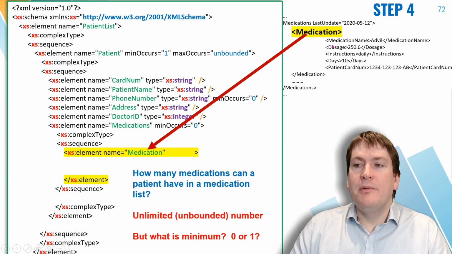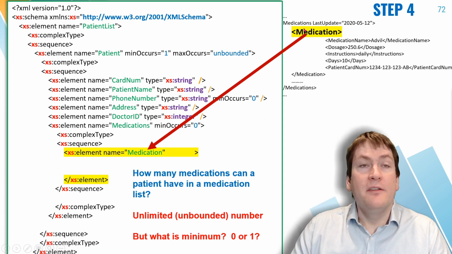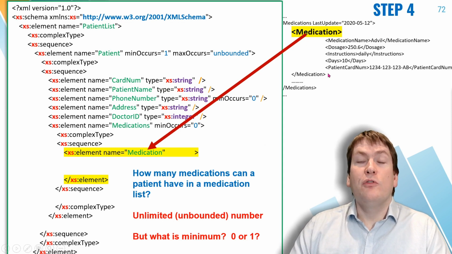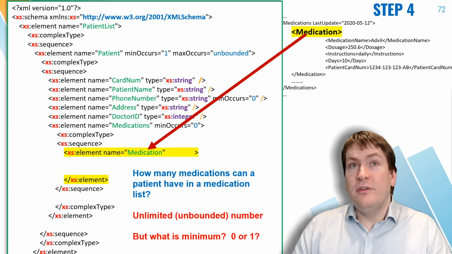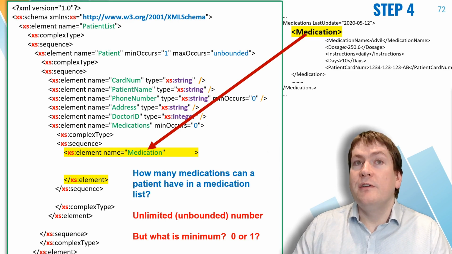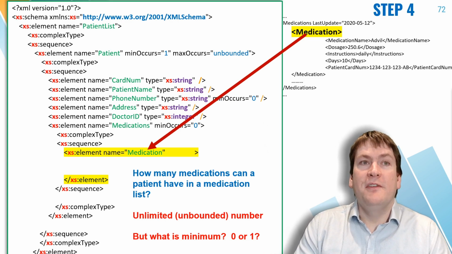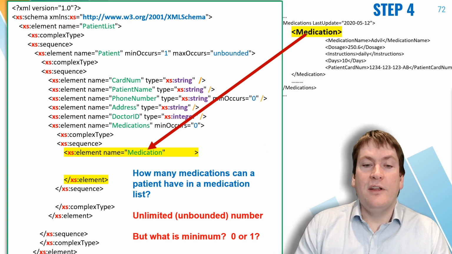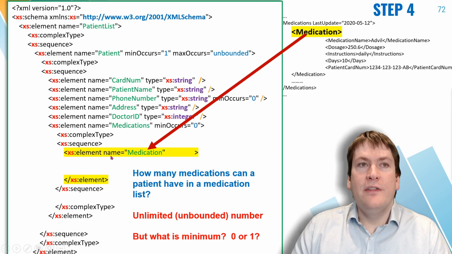So we're still going top to bottom, and the next thing we're going to hit is this medication tag. This denotes one specific medication. So it's a complex tag. That means that inside of it, it contains individual fields or individual data elements about this specific medication. You can see here that I added that element and named it medication to match.